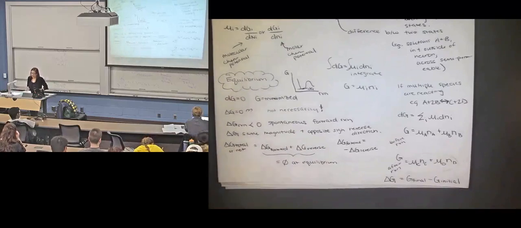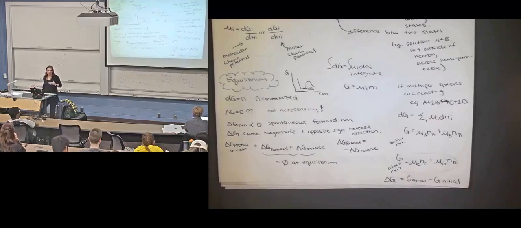So just something I want to keep in mind, because sometimes people try to set things equal to 0 when we're only looking at one half of a reaction, and it shouldn't be. Just because we've reached equilibrium, delta G does not necessarily have to be 0.